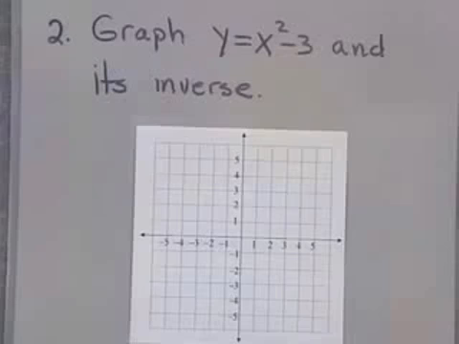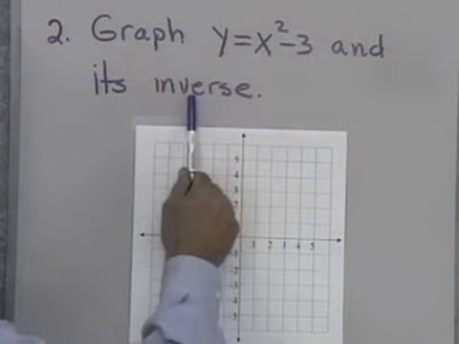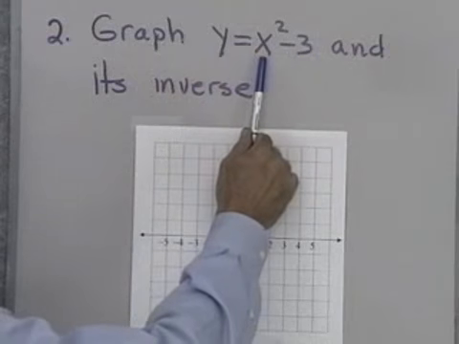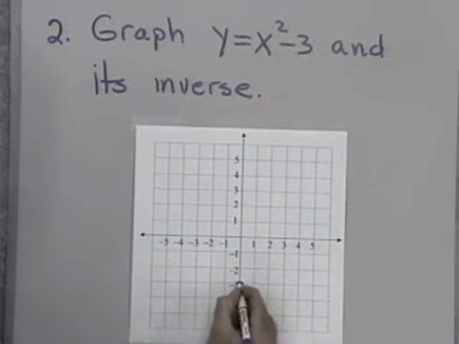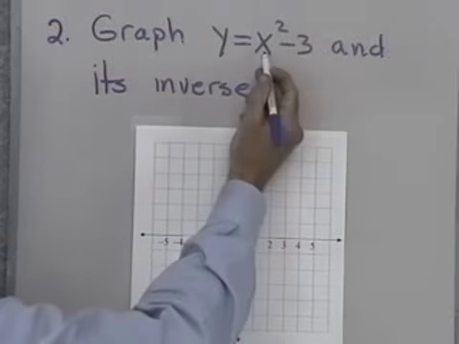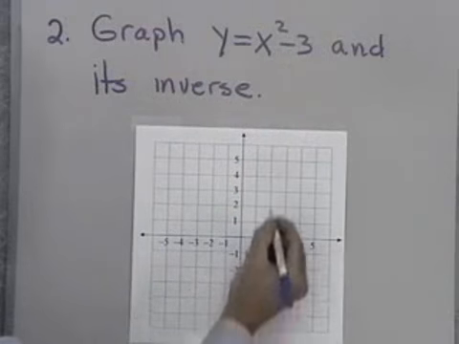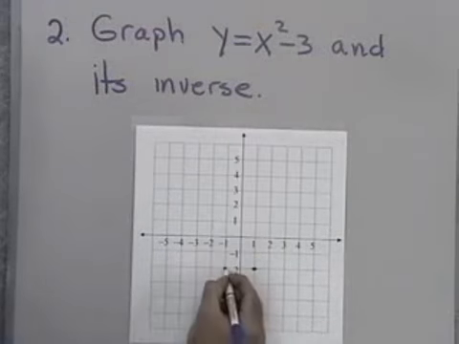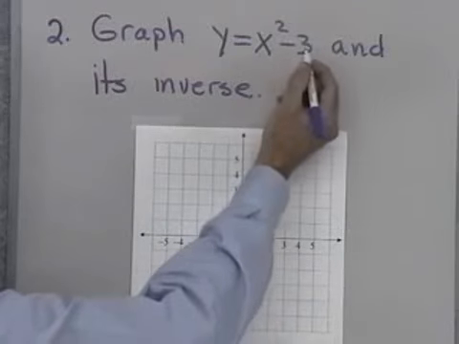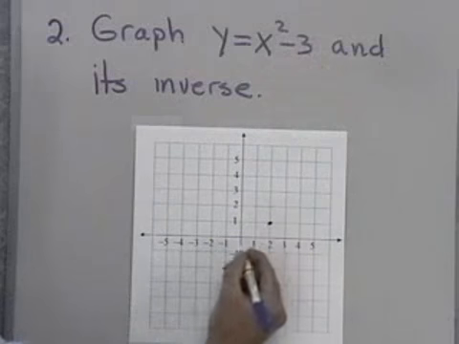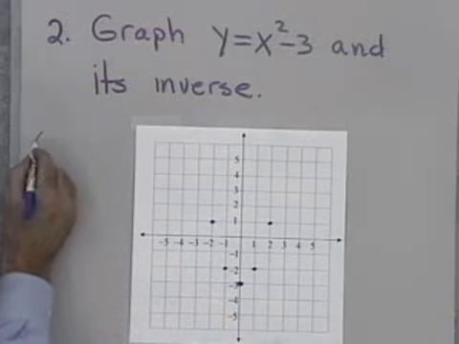Here's our next example. Okay, for problem 2, I want to graph y equals x squared minus 3 and its inverse. Well, y equals x squared minus 3 is a parabola. When x is equal to 0, y is equal to negative 3. So it goes through this point. And when x is equal to 1, I get 1 squared minus 3. That's negative 2. Same thing will happen when x is negative 1. When x is equal to 2, I get 2 squared, which is 4, minus 3, which is 1. Same thing will happen when x is equal to negative 2. I get this point right here.